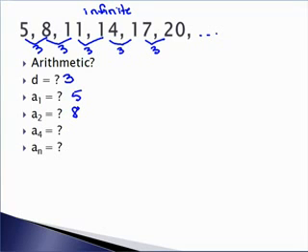That would be 8. A sub 4 would be 14. So we want to know a sub n, so that means we have to figure out a formula. Well, remember that we are going up by 3 each time. So I'm going to set up a little table then, and this is going to represent n, and this is going to represent the nth term.